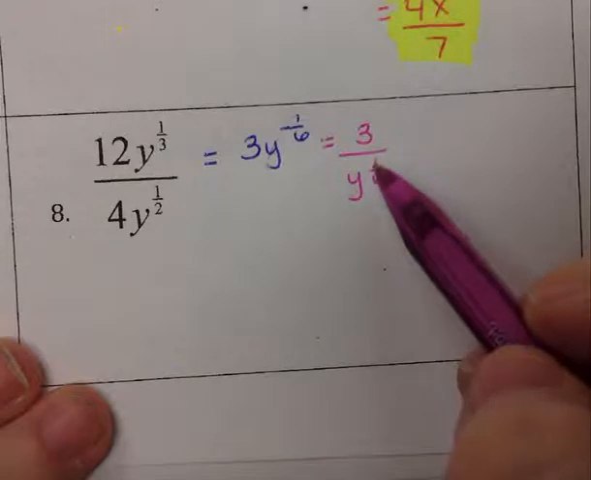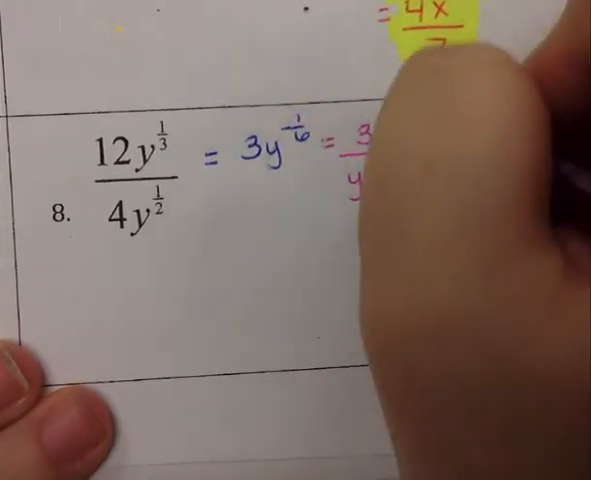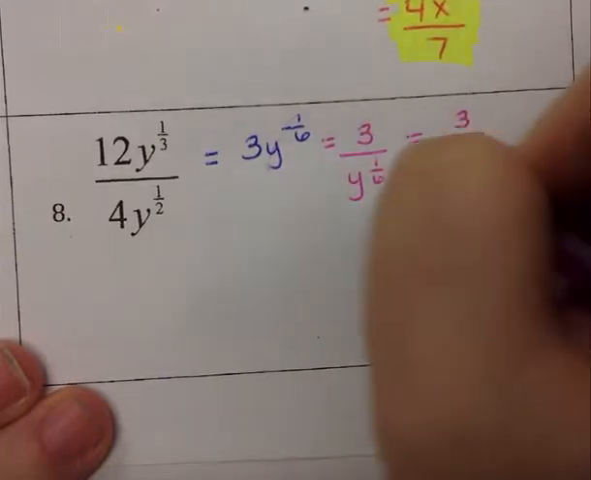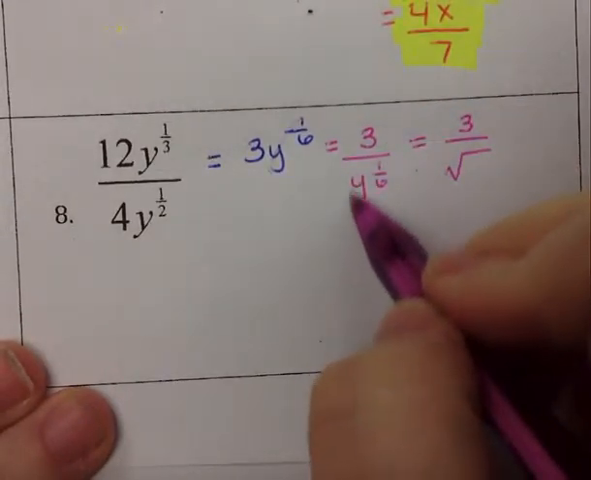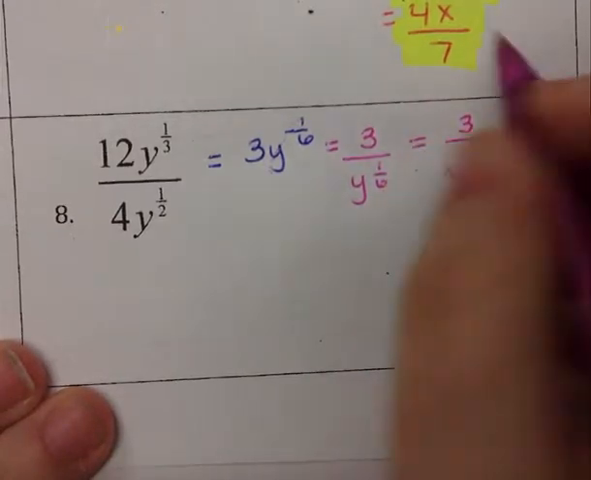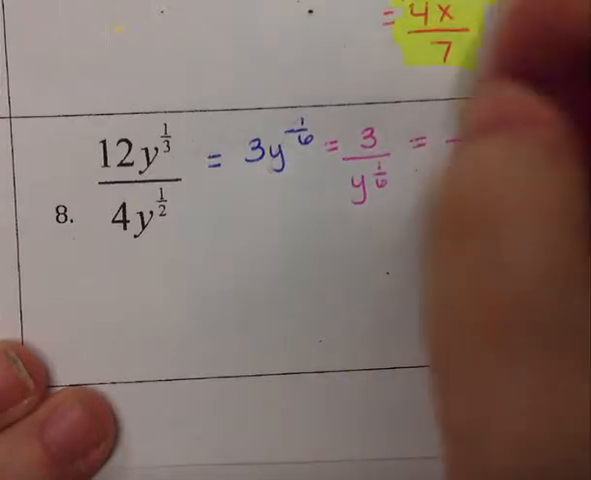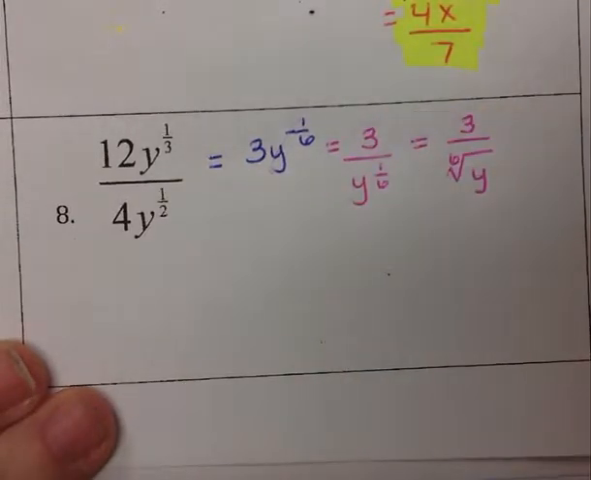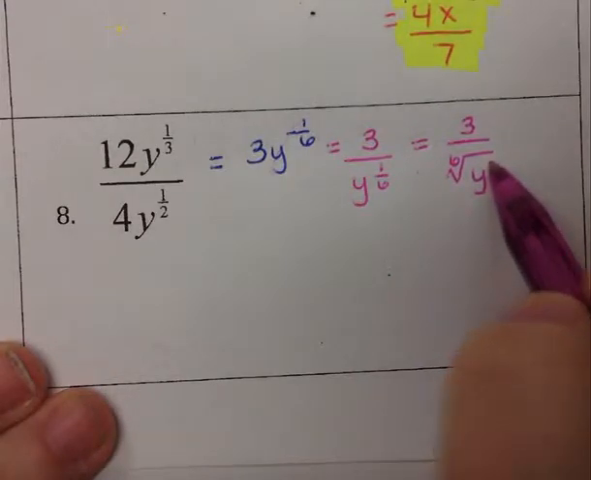Now, a fraction exponent turns into a radical. So this actually turns into 3 over, we will have a radical. Our radicand is the base, so that's our y. Our index is the denominator of the fraction, so it's going to be the 6th root. And our 1, our numerator, is the exponent of our y.